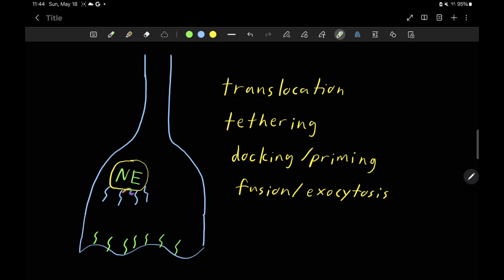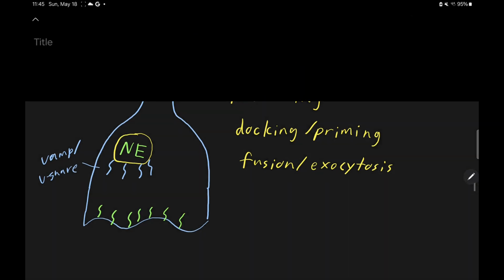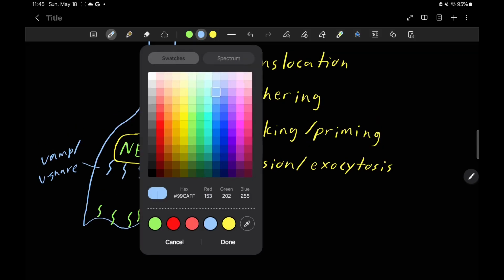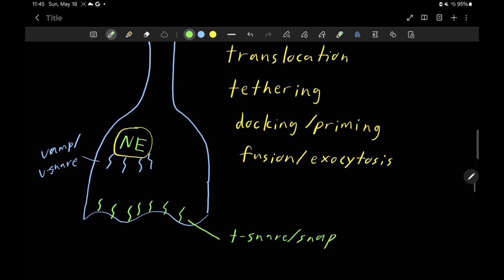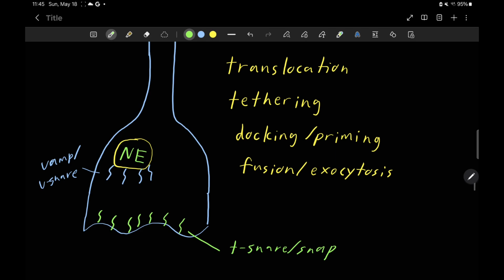As you can see, I've drawn these little proteins hanging off your vesicle and hanging off the membrane of your neuron. The proteins hanging off your vesicle are called VAMP or V-snare proteins. And the proteins hanging off the membrane of your neuron are called T-snare or SNAP proteins. So you have VAMP and SNAP proteins, and these proteins are critical for the release process.